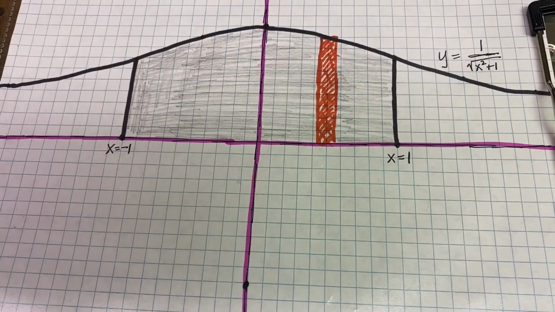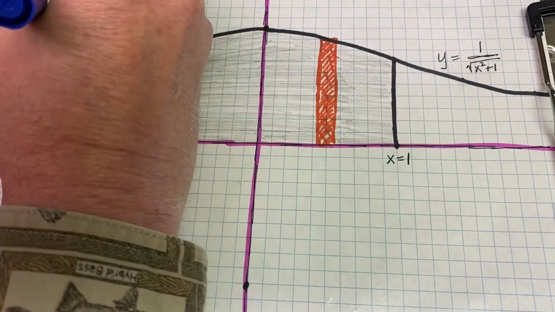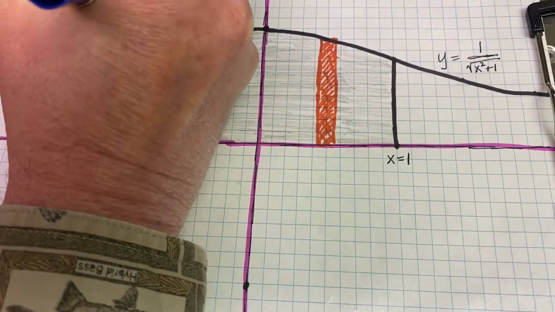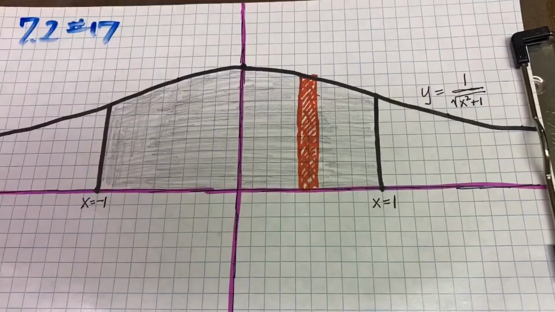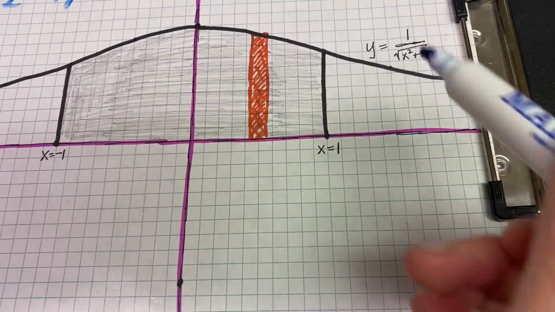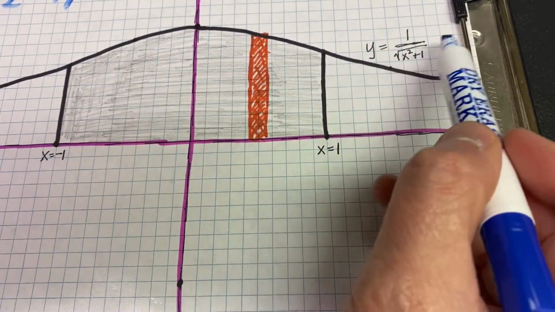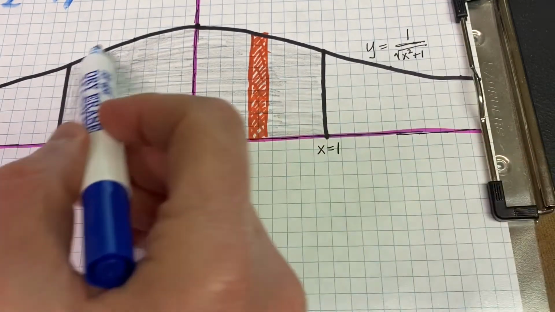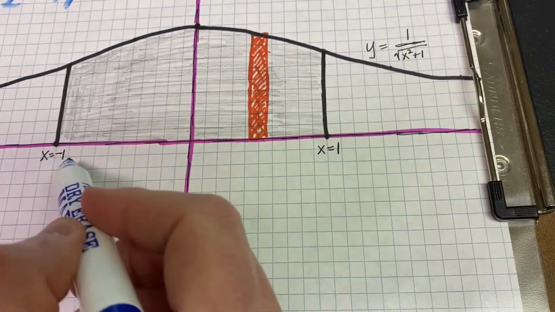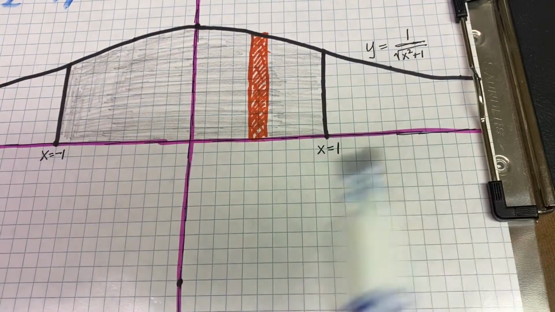Okay, so this is question number 17 in section 7.2. And the question is, this region that I have sketched here, it's bounded above by y equals 1 over the square root of x squared plus 1. That's that curve. It's bounded to the left by x equals -1, to the right by x equals 1, and the bottom by the x-axis.